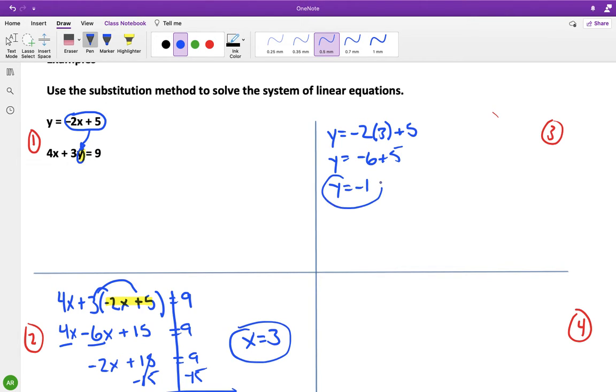Okay, now I have my x and my y, so now I can go ahead and write down what I think my ordered pair is. 3, negative 1. Okay, ordered pair right there.